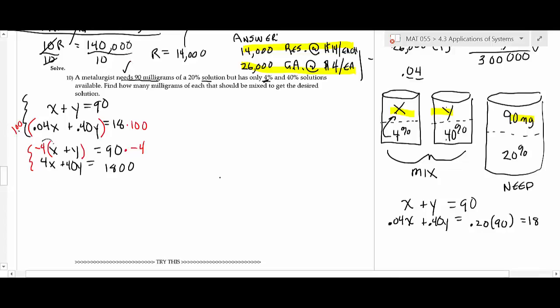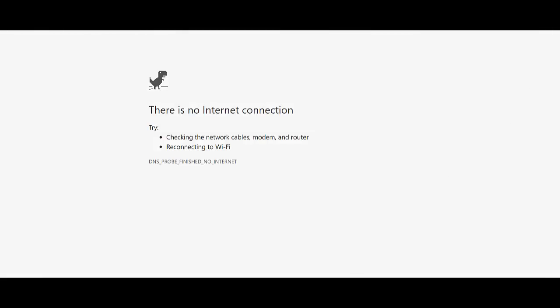So this is going to be -4X minus 4Y. This side's going to be -360. Then you're going to write down the second equation directly underneath, like that. And then we're going to be ready to just add everything together. And then we should be able to get, like, whoops, that's not what I meant to do.